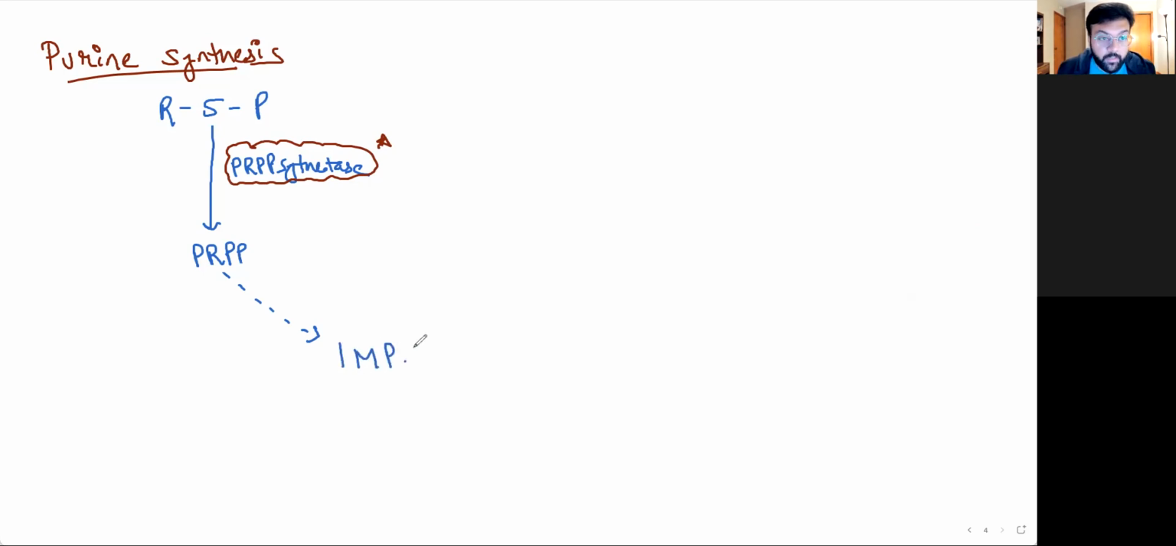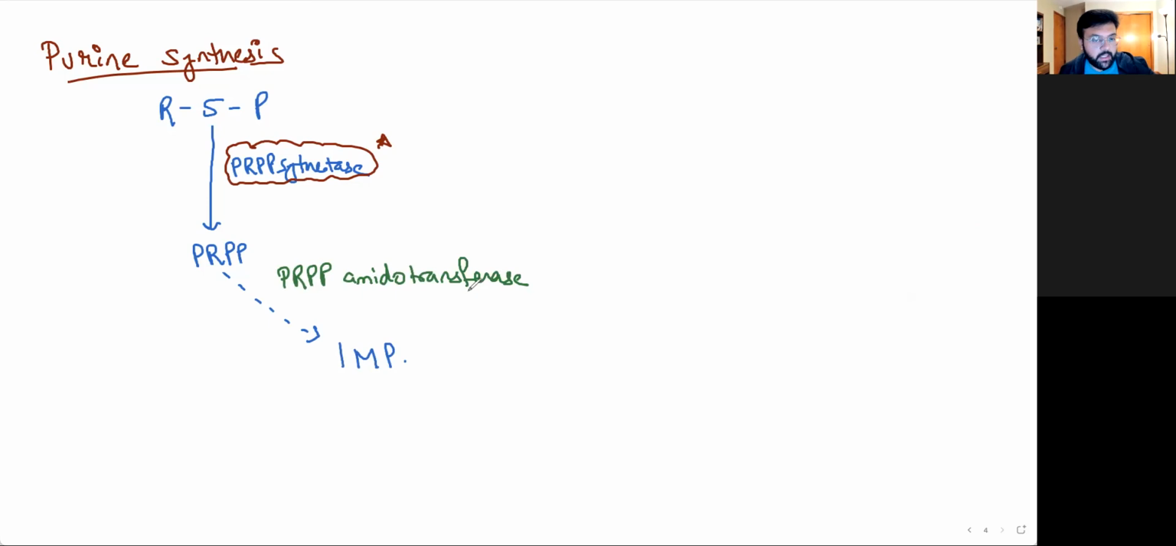We already made one purine here, but this enzyme is very important. That's a rate limiting enzyme for purine synthesis. You cannot afford to forget this enzyme. What is this enzyme? PRPP amidotransferase.